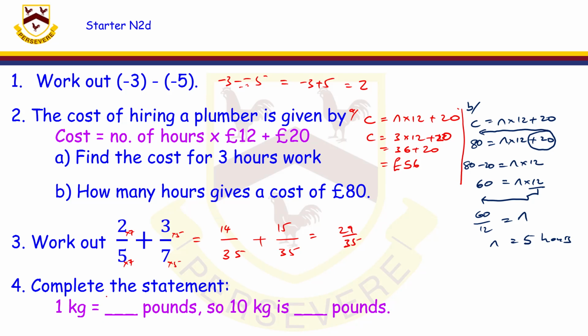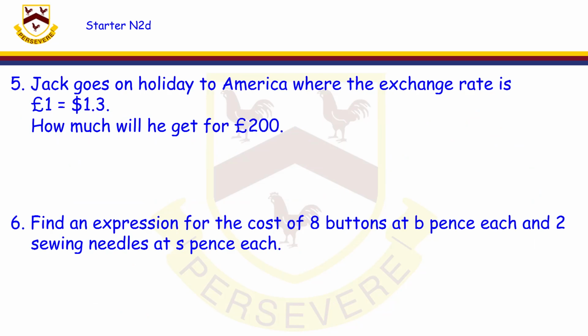Question 4. We need to know our metric to imperial conversions. 1 kilogram equals 2.2, correct, pounds. So 10 kilograms equals 10 times 2.2, 22 pounds. Don't rag rate it yet, but make your corrections, and when you're ready, hit play again, and I've got 2 more questions for you. Hit pause, have a go. When you're ready, hit play again.